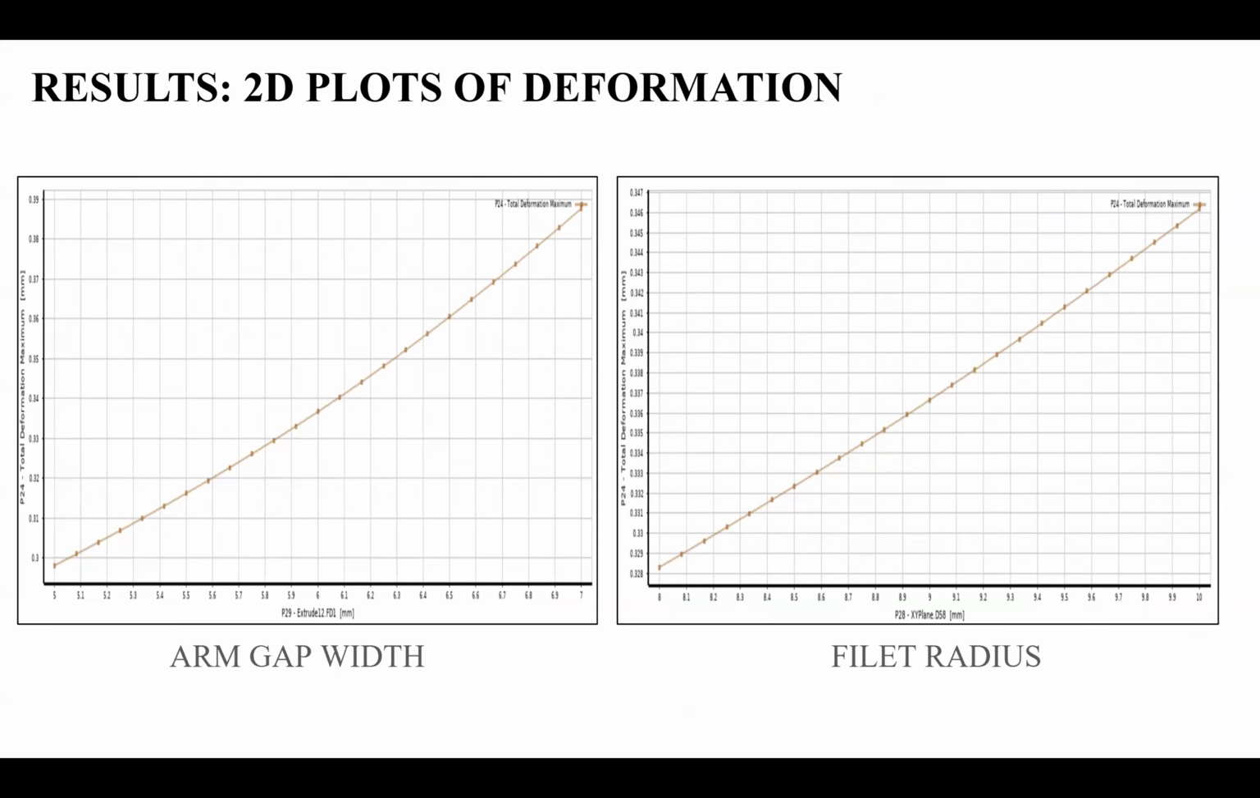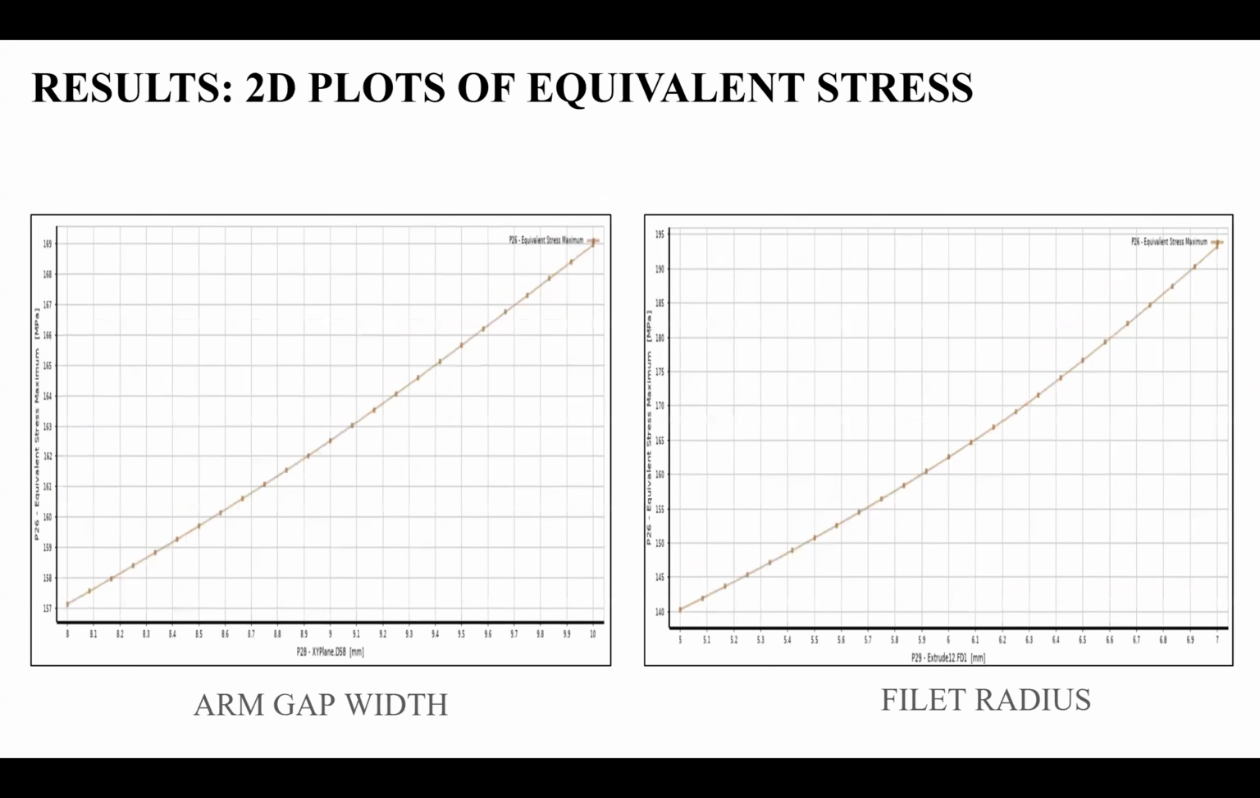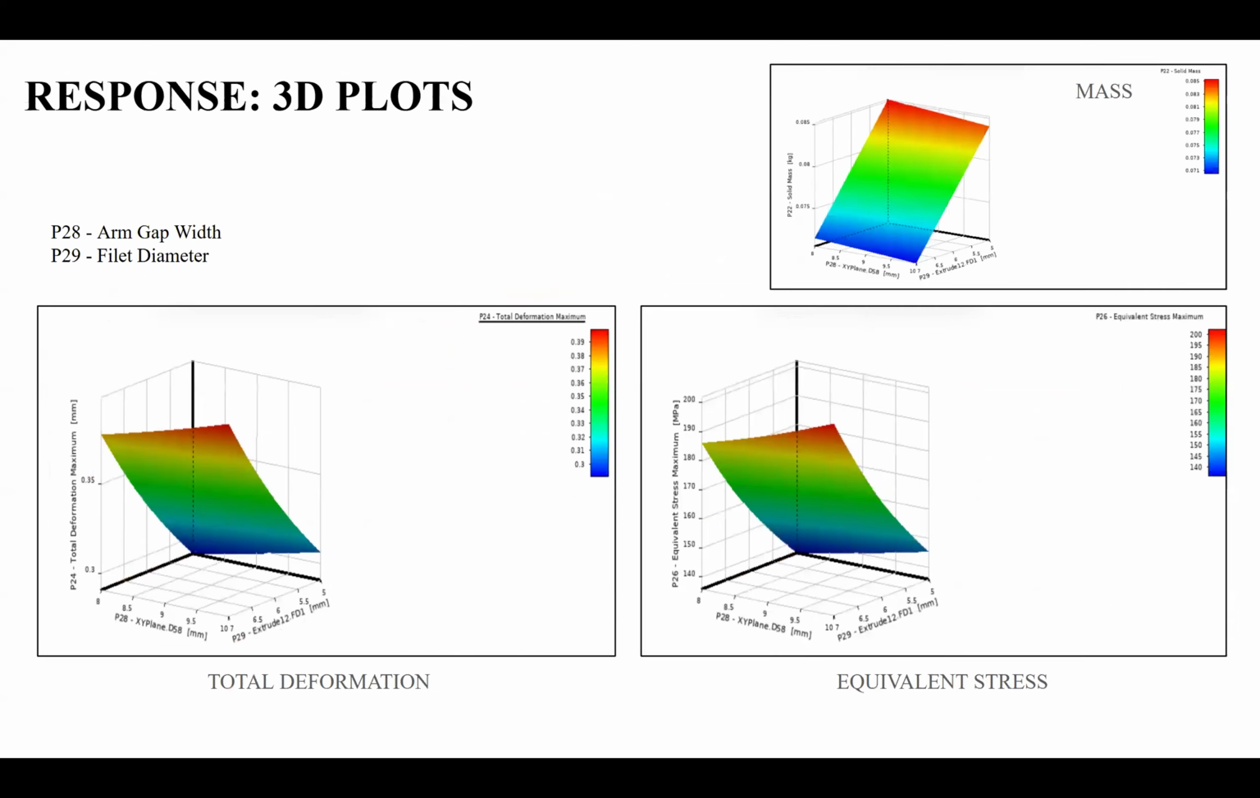So these are the 2D plots of the deformation, where the arm gap width and the fillet radius show how they influence the deformation of the rocker arm. Next slide. And these are the 2D plots of the equivalent stress, where the arm gap width and the fillet radius show how they influence the equivalent stress results.